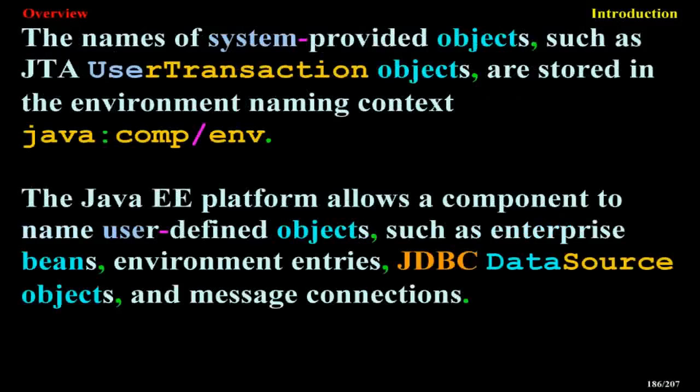The names of system-provided objects, such as JTA UserTransaction objects, are stored in the environment naming context, java:comp/env. The Java EE platform allows the component to name user-defined objects, such as enterprise beans, environment entries, JDBC data source objects, and message connections.